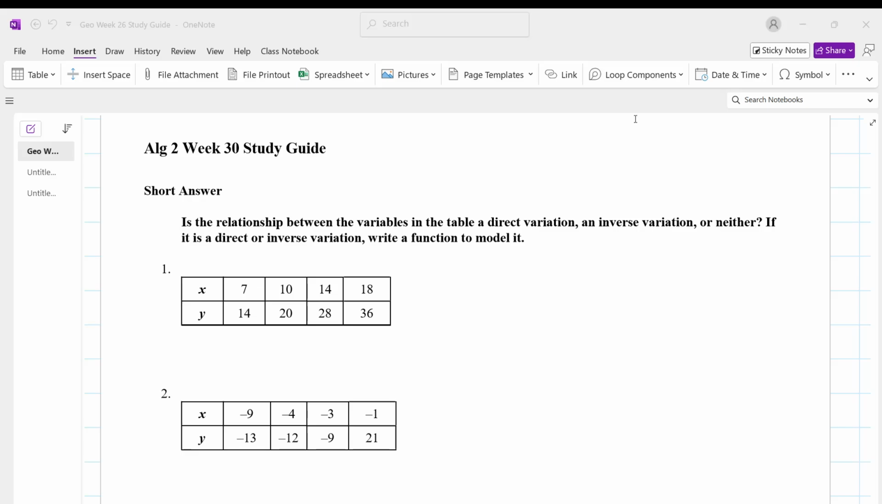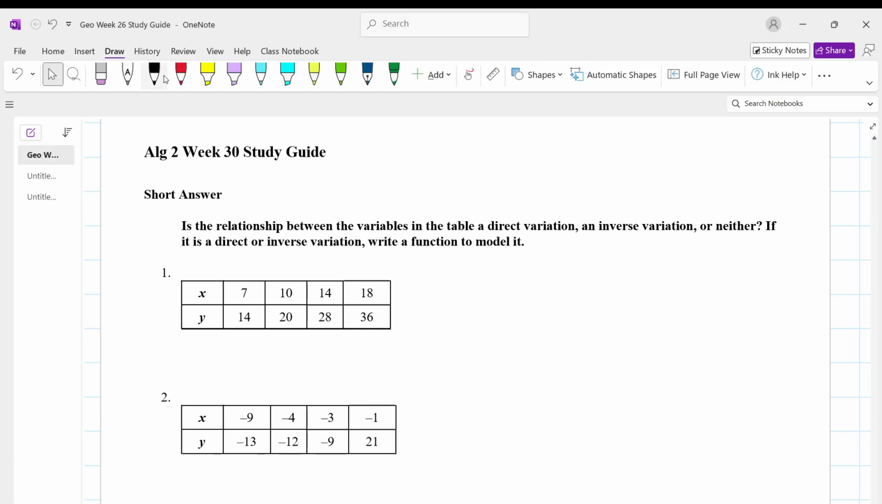All right, so this is your study guide for quiz 30. In the first couple of problems, you're told to determine whether the relationship between the variables in the table is direct, inverse, or neither. If it is direct or inverse, write a function to model it. So we're looking for direct, inverse, or neither.